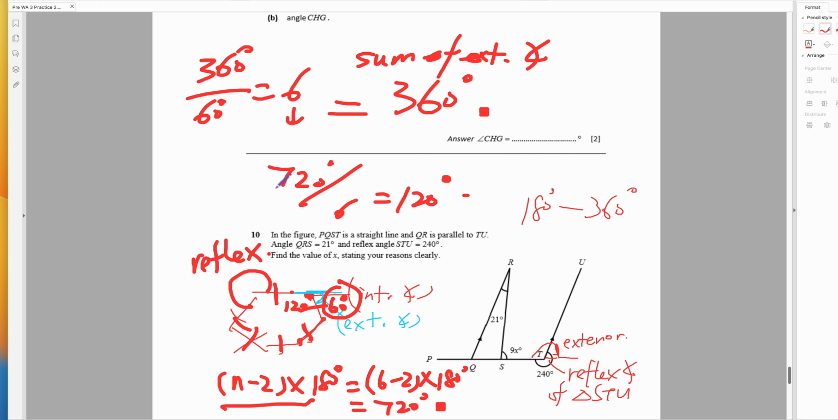Sometimes they will ask, let's say, one of the exterior angles of a polygon is 50. Is it possible?